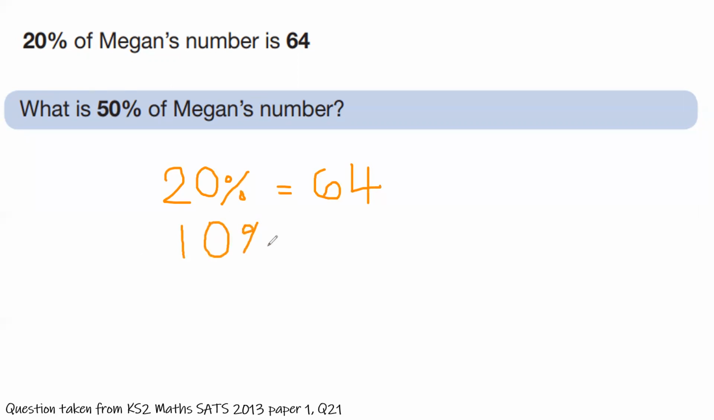We know that 20% is 64. If we're going to turn 20% into 10%, we can do that by dividing by 2. So 20% divided by 2 gives us 10%. And we can just do this on the other side. We can think of this a little bit like a set of scales. If we've divided this side by 2, we also need to divide this side by 2.